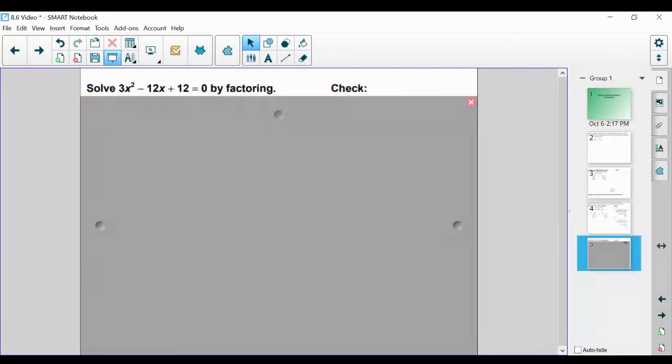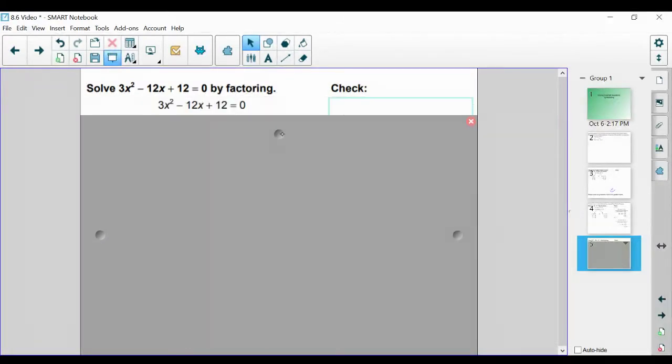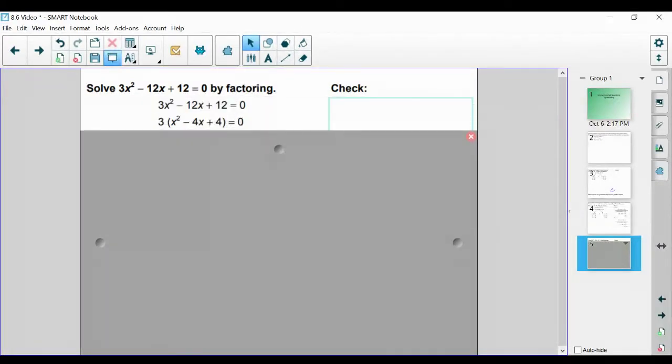And let's work with this problem here. We're going to solve 3x squared minus 12x plus 12 equal to 0 by factoring. So one of the things that we notice right off the bat is we have a greatest common factor. That greatest common factor is 3, so we can factor out 3.